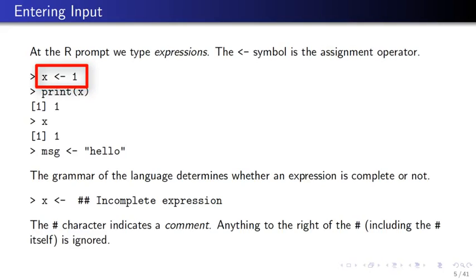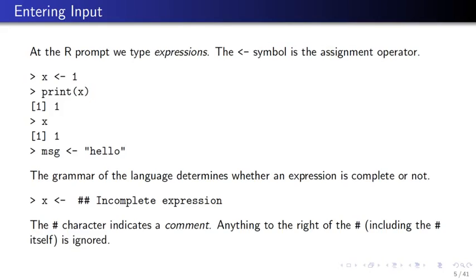So x is 1 is an R expression. And in the next expression, I'm going to print that value. So print is a function, and I'm passing it the symbol x. So when I print out x, I get its value, which in this case is 1. Another thing to think about is that x is also considered an R object that is a numeric object that has one element. So it's really a numeric vector where the first element is the number 1.